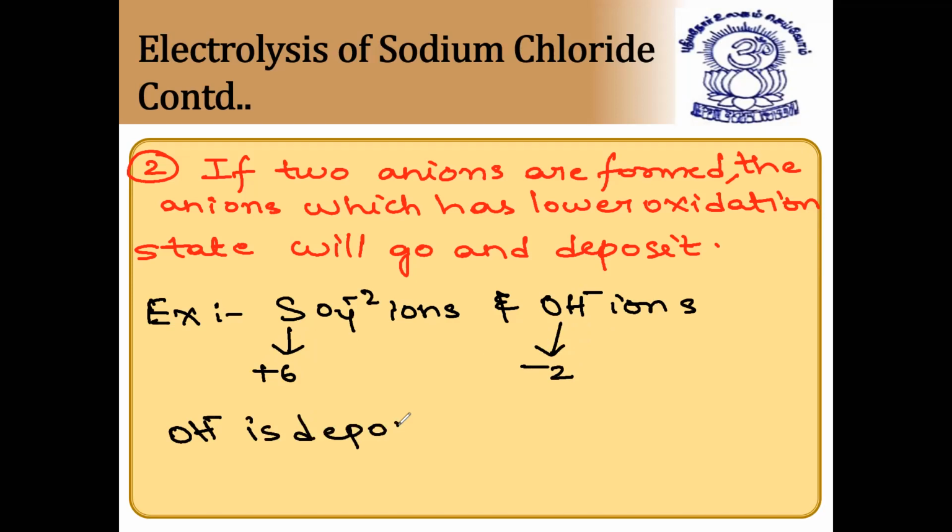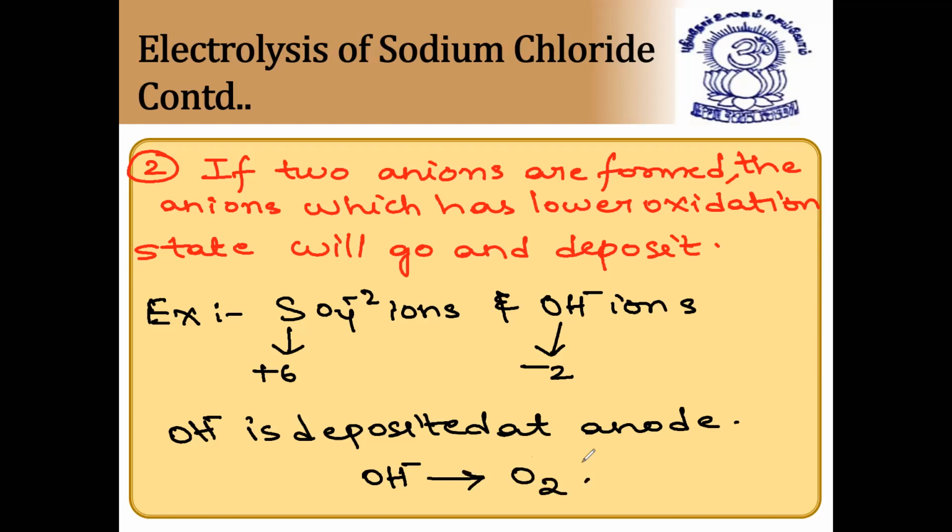So OH minus ions are deposited at anode, which change to oxygen gas, O2. So I hope this is clear. If two anions are formed, we have to see the oxidation state, and the one which has the lower oxidation state will go and deposit first.